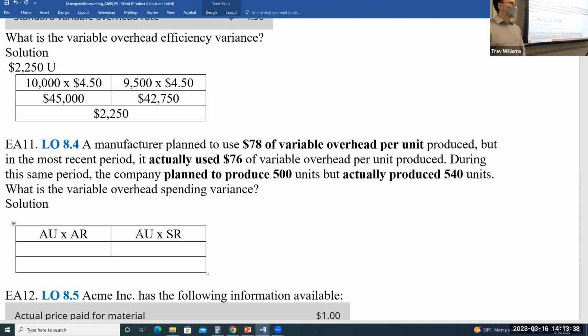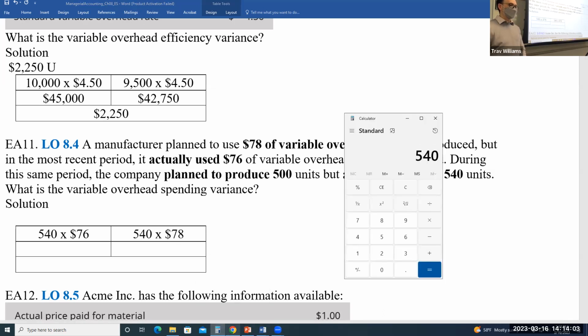So how many units did we actually produce? 540. Okay, so that goes on both sides. What is our actual rate of overhead? 76. What is our standard rate? 78. So this one wasn't tricky either. Just the terminology was tricky because they changed it on us.